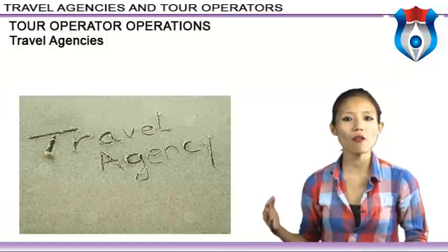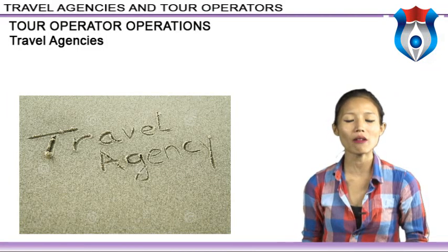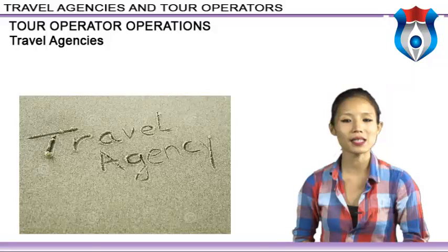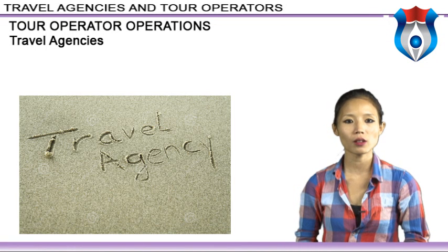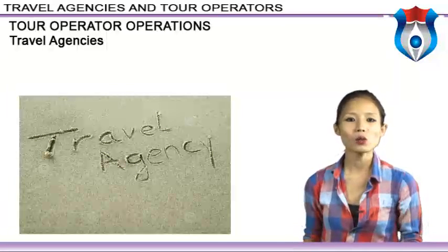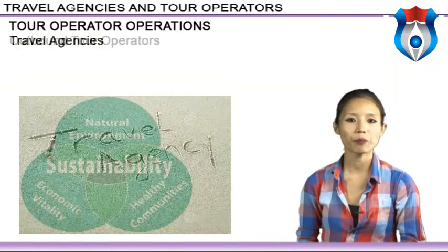Most travel agencies offer ticketing services for international travel and can assist their customers with obtaining information on travel requirements such as visas and vaccinations, as well as obtaining travel insurance.